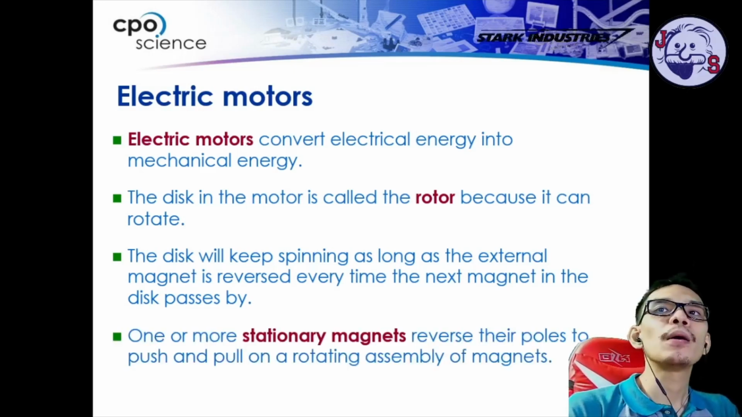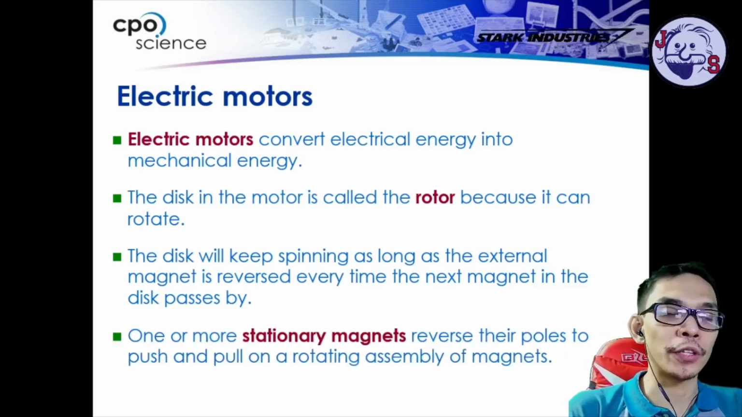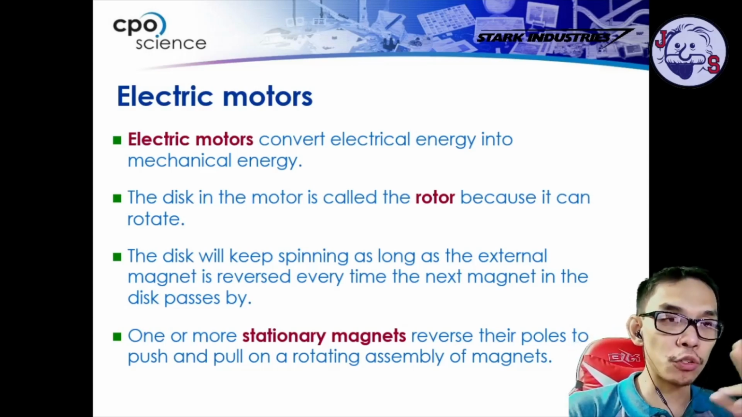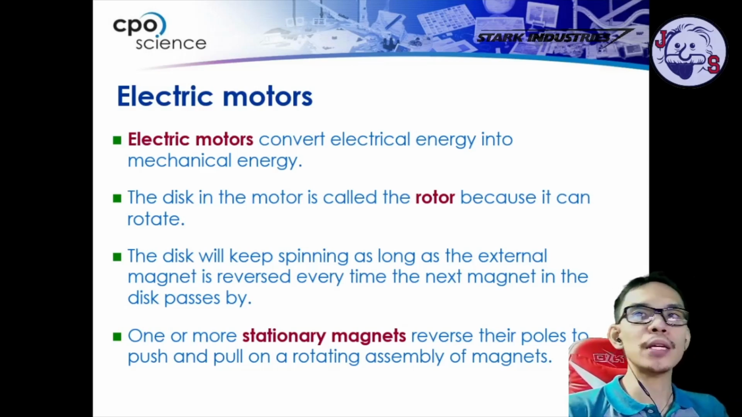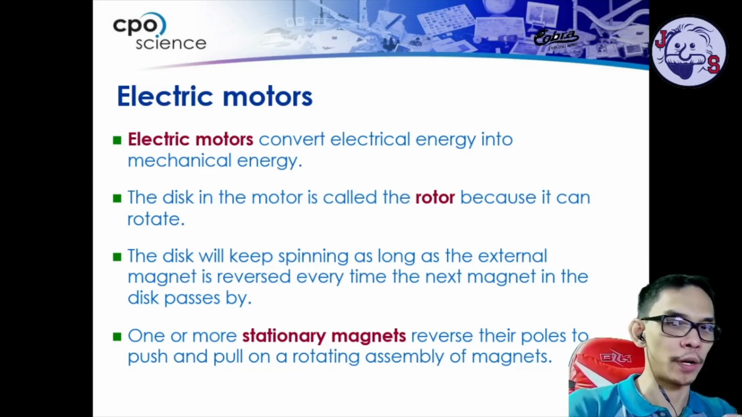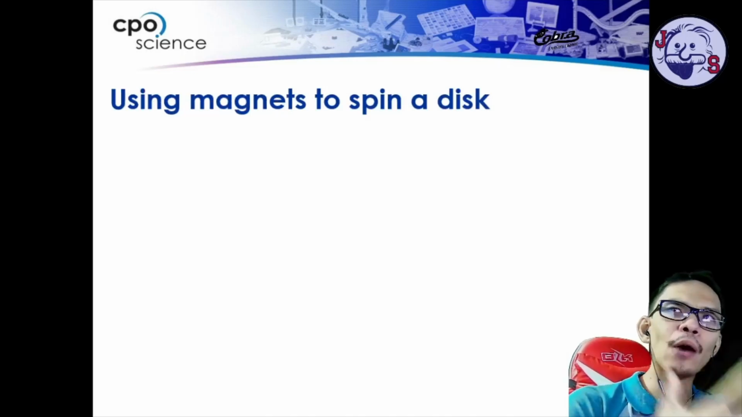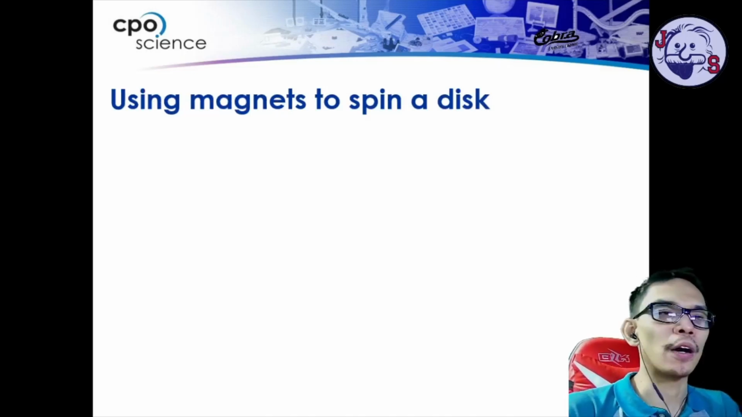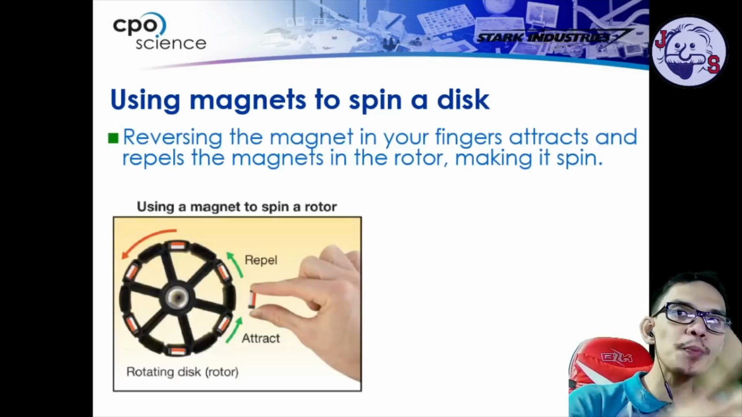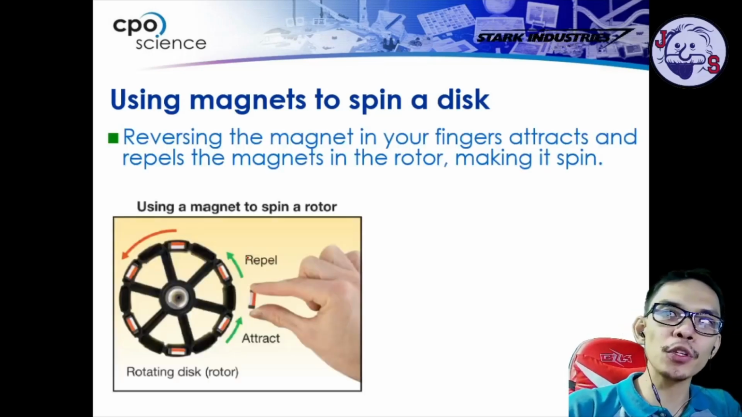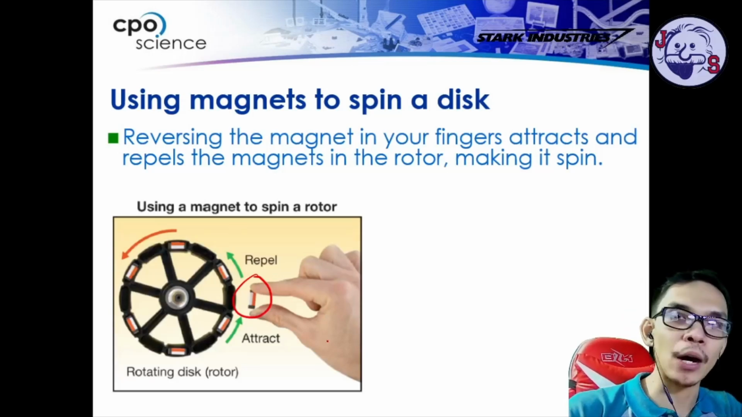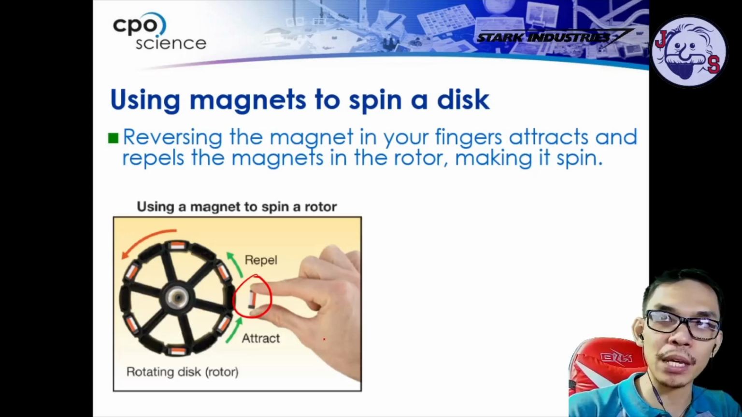Also, in the motor there are what they call stationary magnets. There should be stationary magnets, and these magnets are very important in the mechanism of your electric motor. Now, how do we spin this disc using magnets? In this picture, if you notice the magnet, the white is the south and the red is the north.